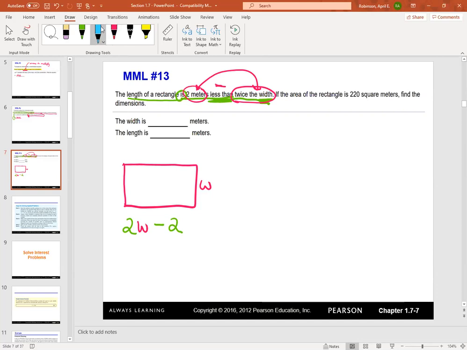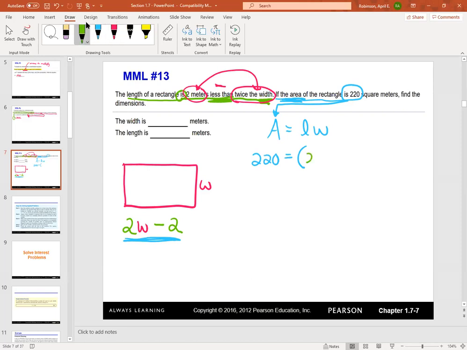Now, they go on to tell me what the area is. So you do have to remember how to find the area of a rectangle. Area is equal to length times width. They tell me what the area is. The area of the rectangle is 220. So that's going to go where the capital A is. And then in place of the length, this is my length right here, 2W minus 2.